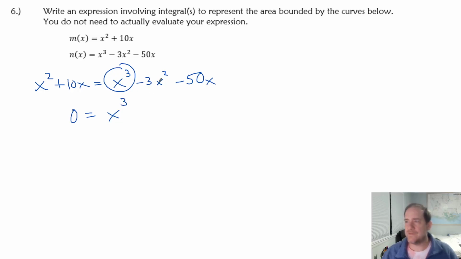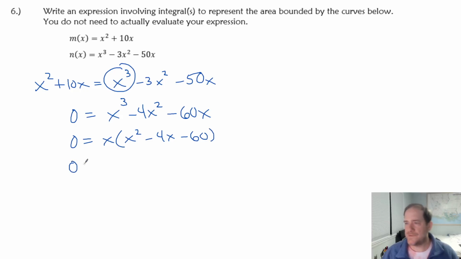I've already got -3x squared. I'm going to take another one away, so -4x squared. Then I've already got 50 of these. I'm going to take away 10 more, so that goes to -60. And immediately I see that everybody's got an x in common, so I'll factor that out. And then this guy is pretty obviously factorable.